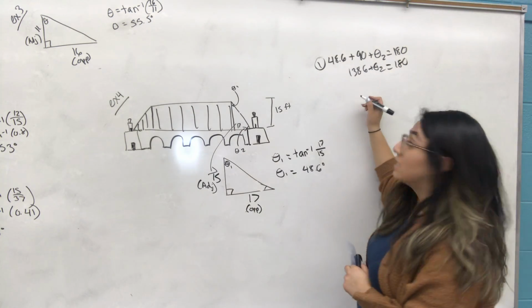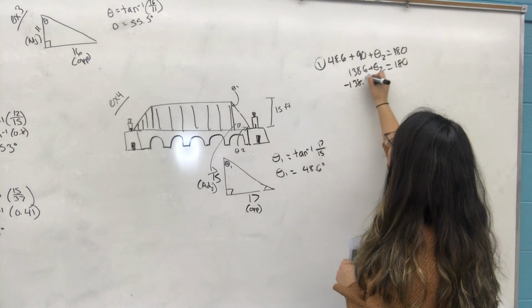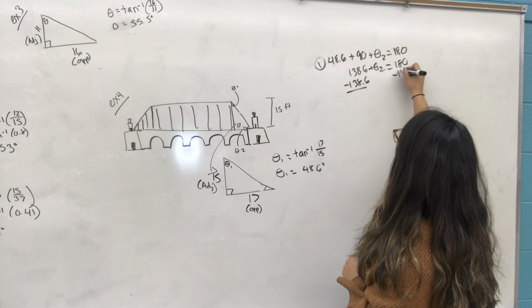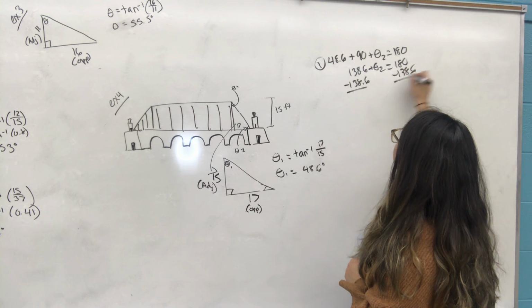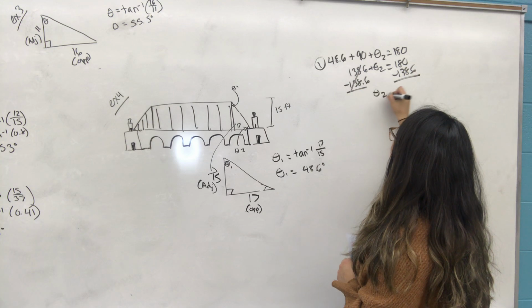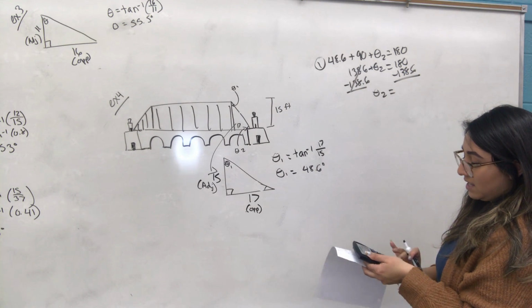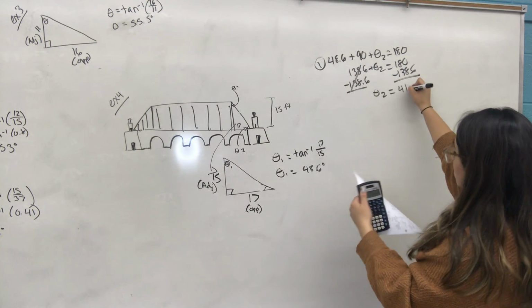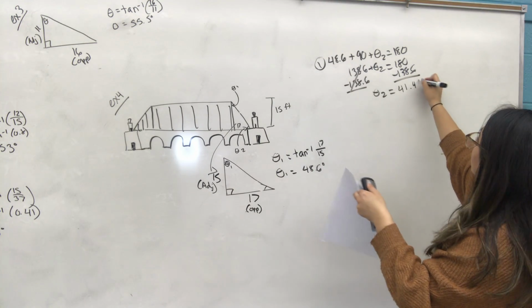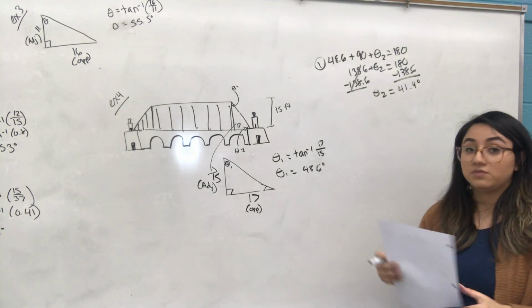To get the second theta by itself, I'm gonna subtract both sides by it. Or some of you have the mindset of just subtracting whenever you see these type of things. Good for you. So when you subtract 138.6 from 180, I get about 41.4. I got about 41.4 degrees.